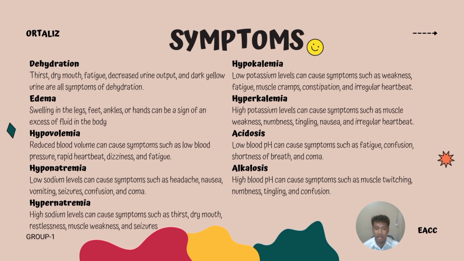acidosis, and alkalosis. So, dehydration, if you feel dehydration, you will feel thirsty, you have a dry mouth, you will feel the fatigue, decreasing urine output, and you will see the color of the urine is dark yellow. All of these are symptoms of dehydration. It occurs when the body loses too much water and electrolytes such as sodium, potassium, and chloride.